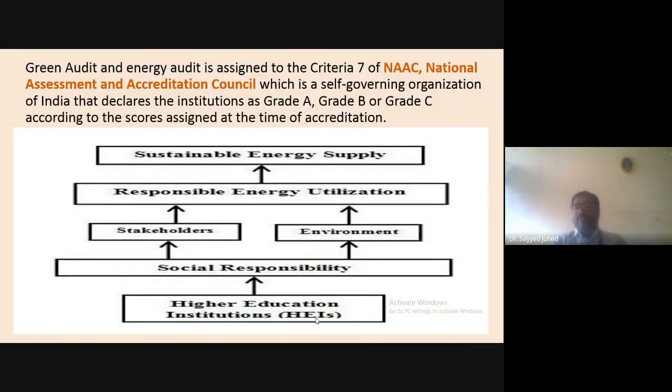If you see the first one, higher education is important. Energy audit and green audit are important for us because they identify the good and bad things in our institution: how much energy we consume, how much energy is created, how much plantation we have, and how much deforestation there is. In the green audit we look at the use of natural energy resources and the reduction of pollution, such as air pollution.